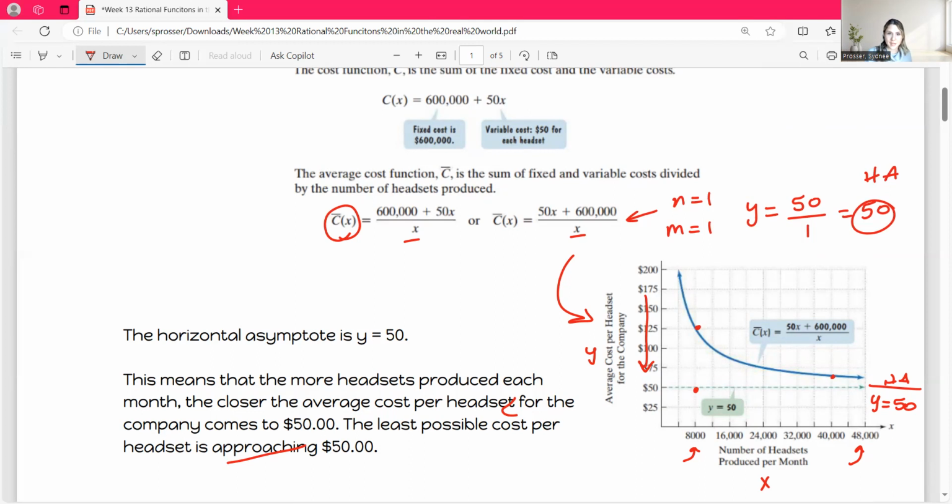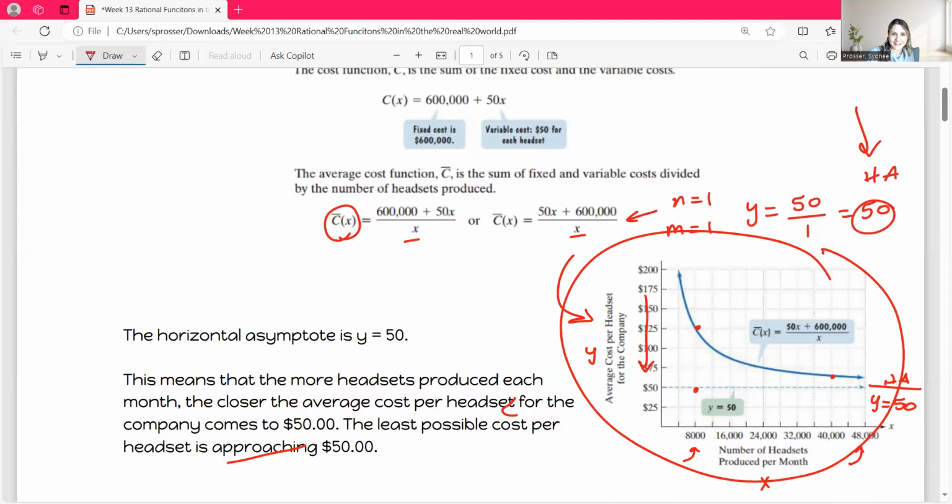Okay, just a little example of how we are going to use asymptotes to interpret data that comes up in the real world.